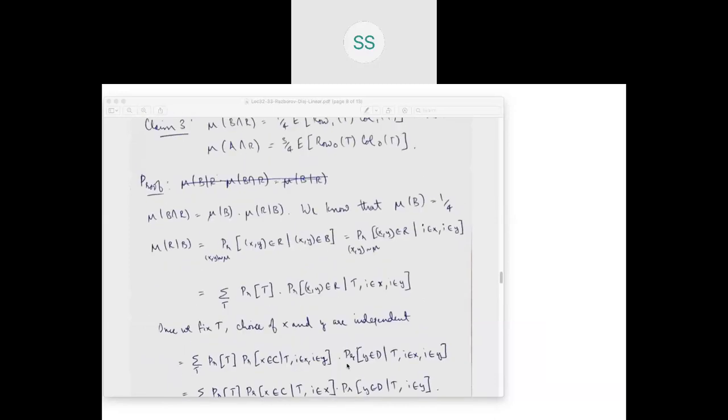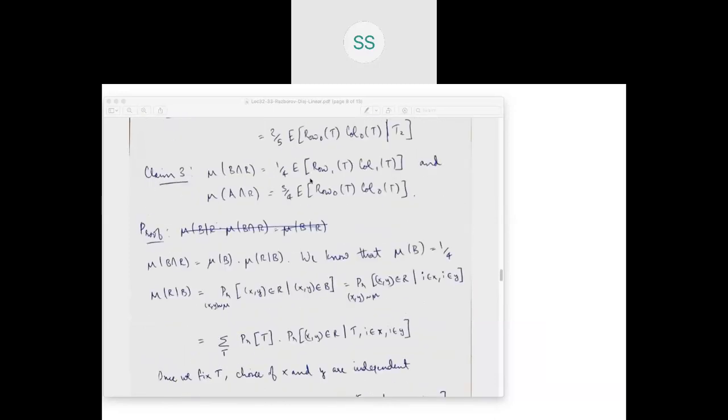So now we have proved this. Mu of B intersection R is 1/4 times this, and mu of A intersection R is 3/4 times the expectation of row 0T and column 0T. So now we have reached step 5, which is how to relate row T, row 1T, row 0T, column 0T, all that, to the measure of B and measure of A.